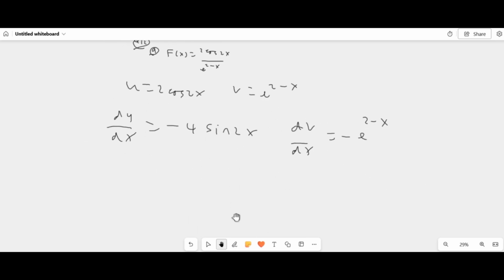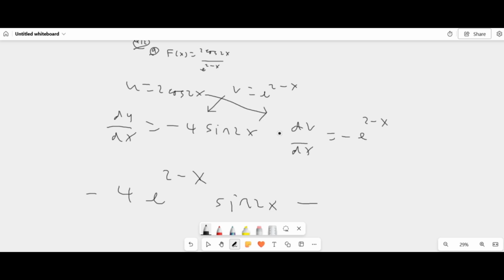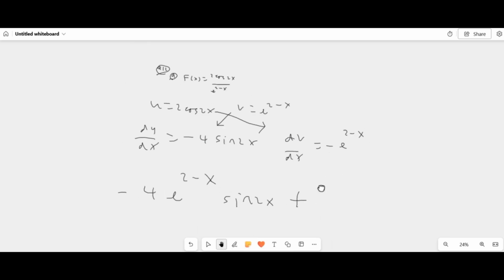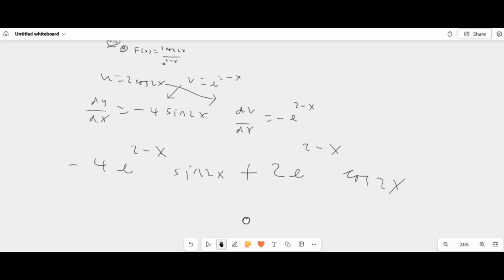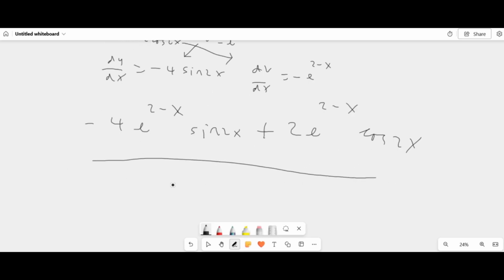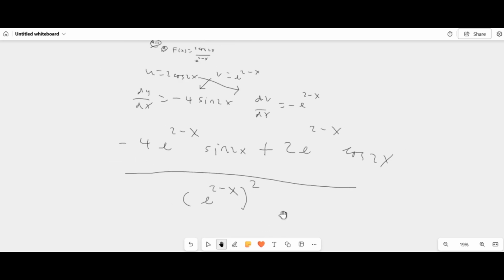Alright, save. Now I'll do v times du, so it's going to be that times that, so that's going to be minus 4 e to the power 2 minus x sine 2x. Take away that times that. But obviously you're going to get negative here because negative there, so that's going to become positive here. So positive 2 e to the power 2 minus x, cos 2x, all over e to the power 2 minus x squared here. Alright, cool.